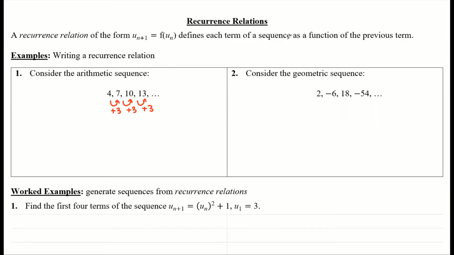So what I mean is, if we say U1 is equal to 4, and this is the first term, I'll just make a note of that. Normally we would call this A, wouldn't we? But we'll call it the first term U1 in this case. Now, how would I define the second term? Well, let's have a look at what we know. The second term, we've already got it. We know that it's 7.